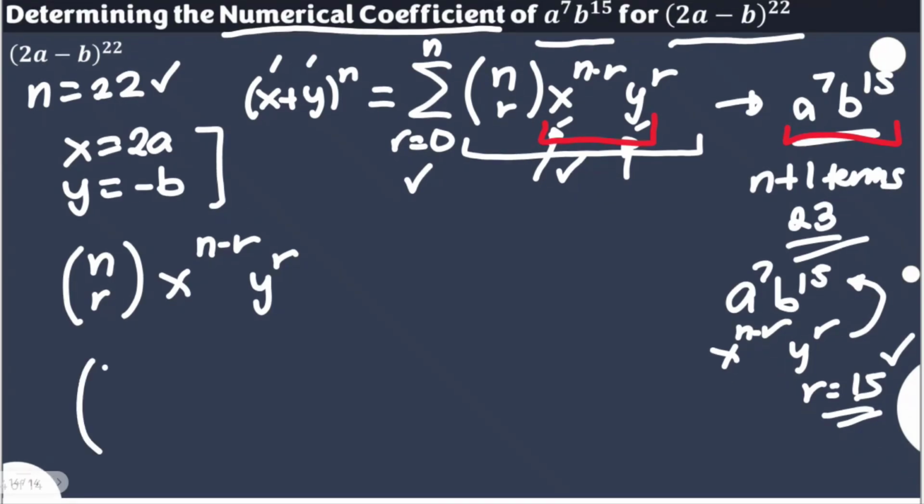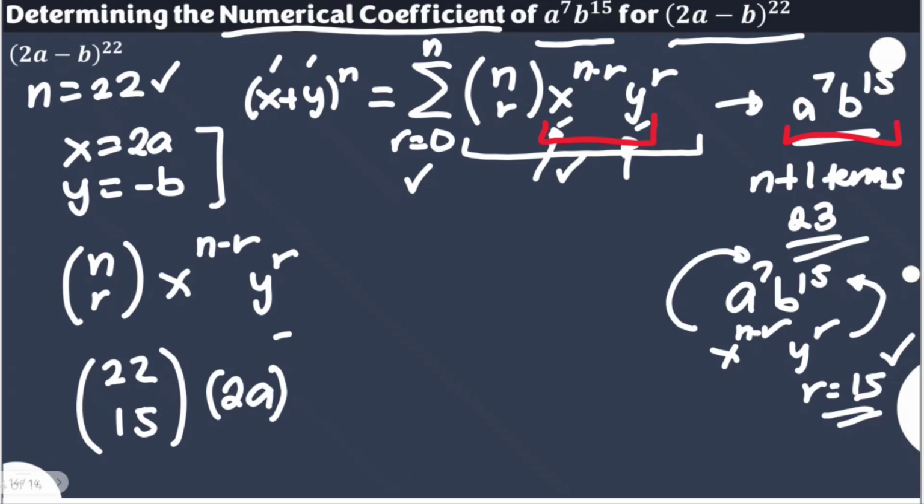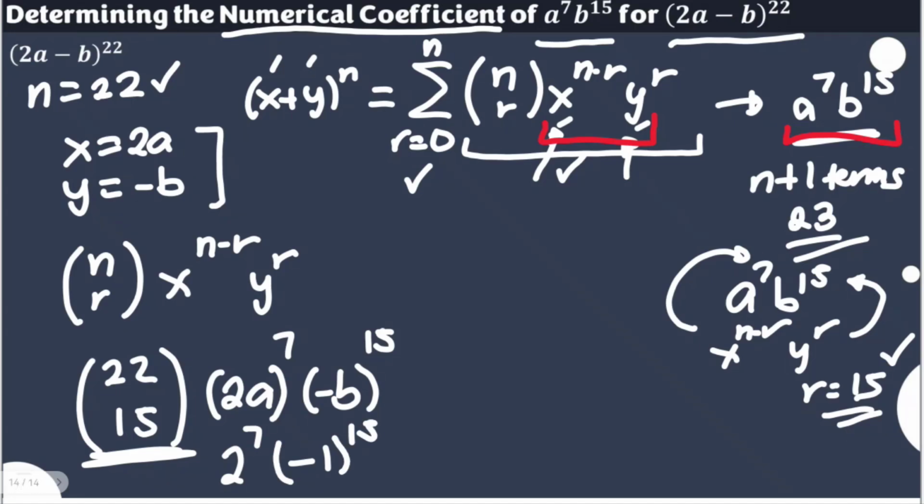So n is 22, taken 15, or combination 15. X is actually 2a, not just a, to the power of n minus r, which is 7, and y, not just y but negative b, raised to the power of 15. We can see that the numerical coefficient is not just the result of the combination, but it also includes 2 to the power of 7 as we apply the law of exponents. At the same time, there is negative 1 raised to the power of 15, again with the law of exponents.